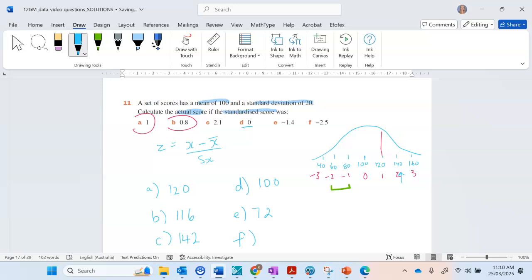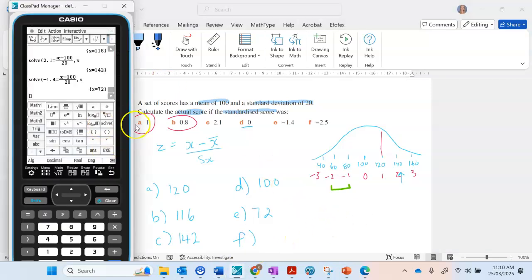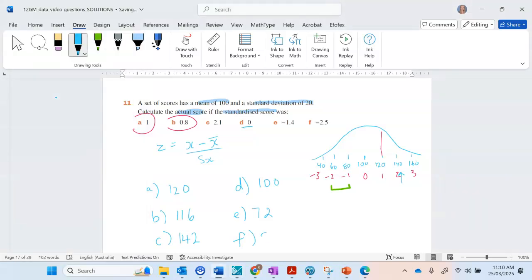-2.5, so it's going to be between 40 and 60. So let's just plug that in. All right, and there it is at 50. Okay, so that's how you can find the actual value as well.